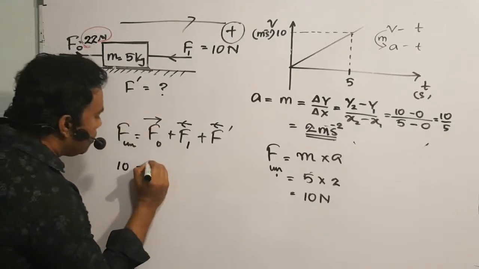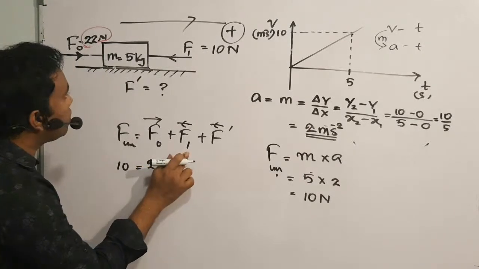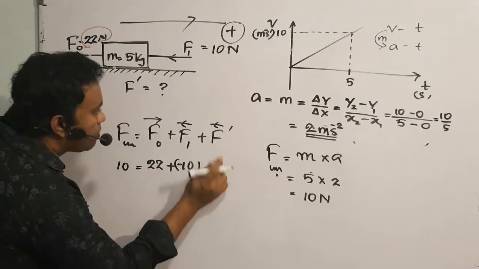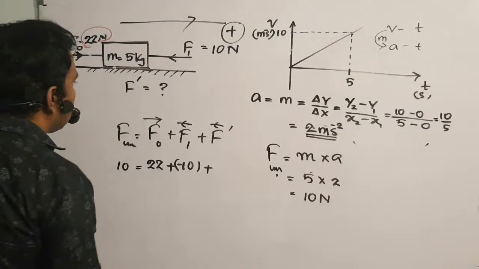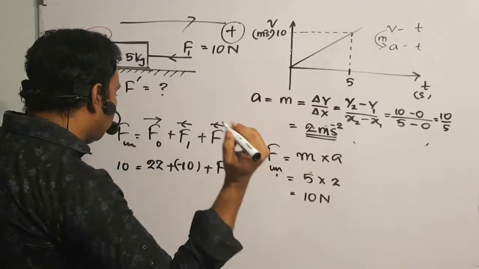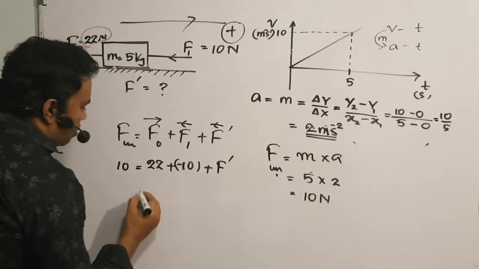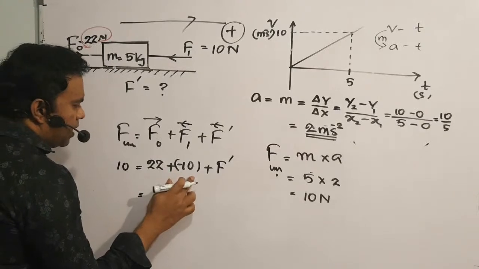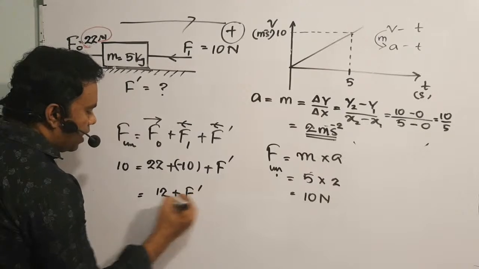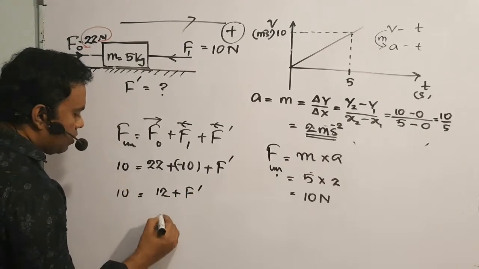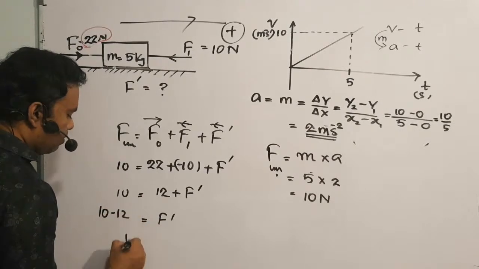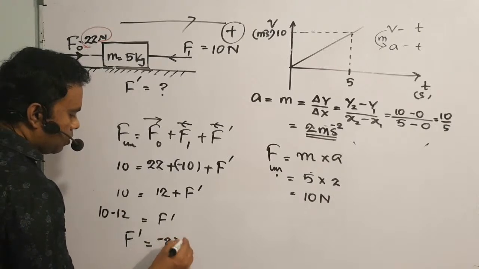F naught is 22 plus F1 equals 10 but to the opposite direction, therefore that's minus 10 plus F dash. F dash is to be calculated. We don't know that. Okay, let's calculate. So minus 10, this becomes 12. 12 plus F dash equals 10. So F dash equals 10 minus 12. Okay, so F dash equals minus 2 Newton.